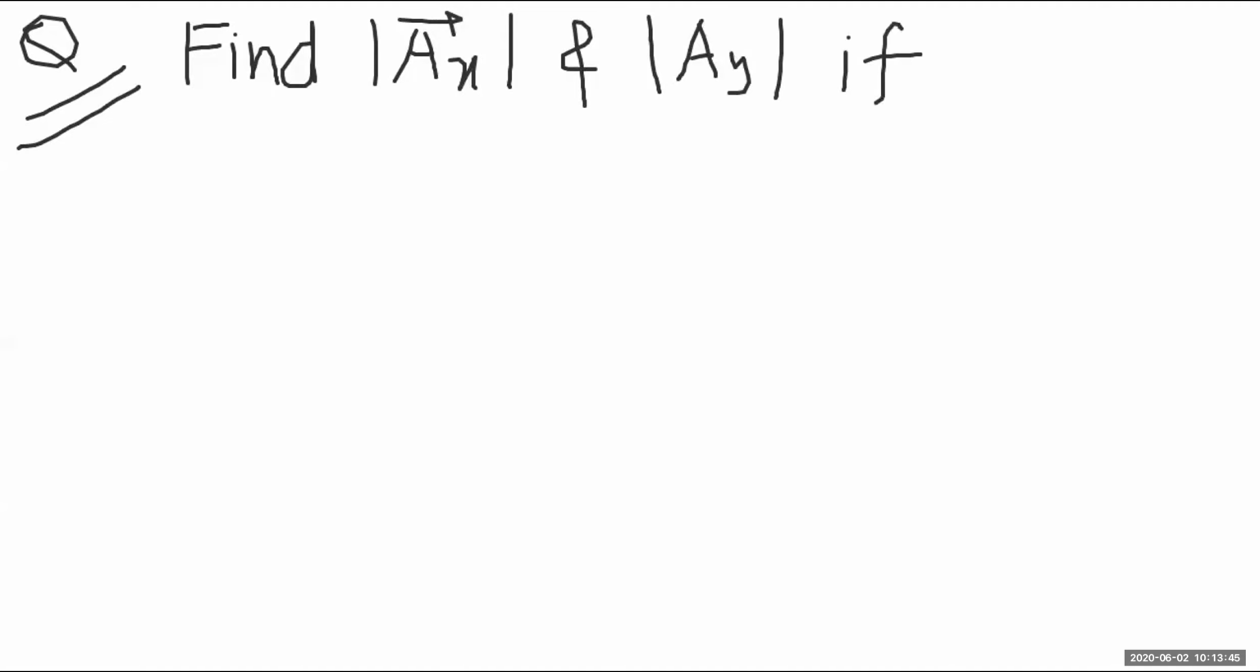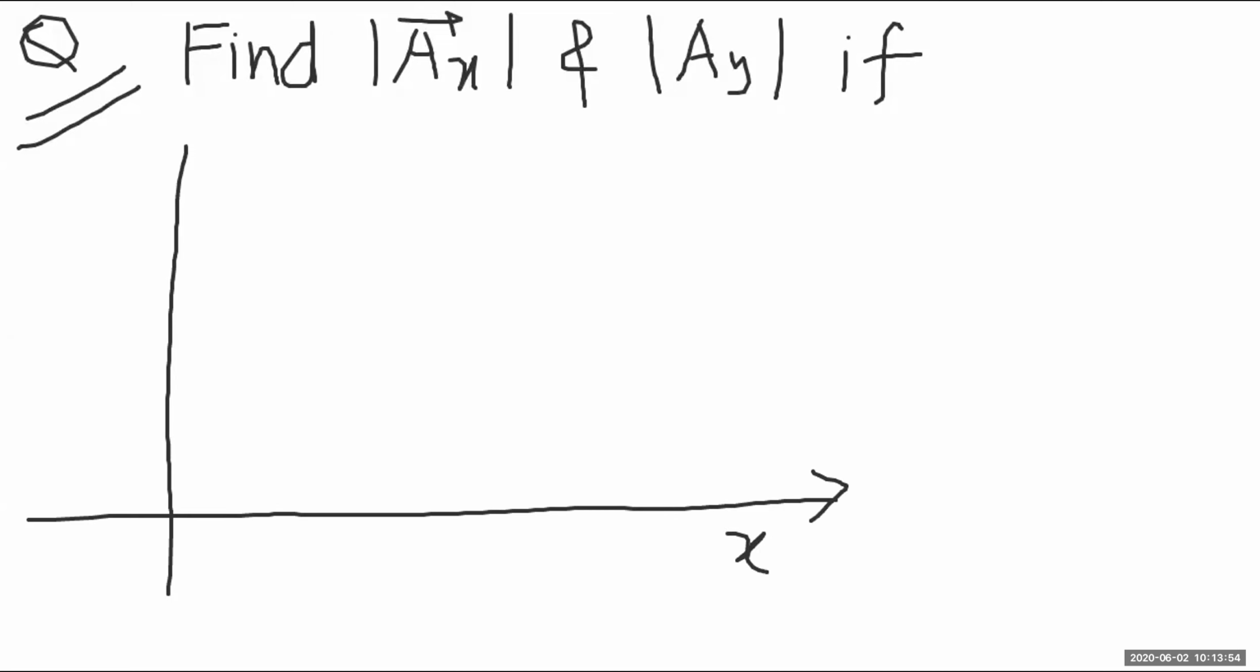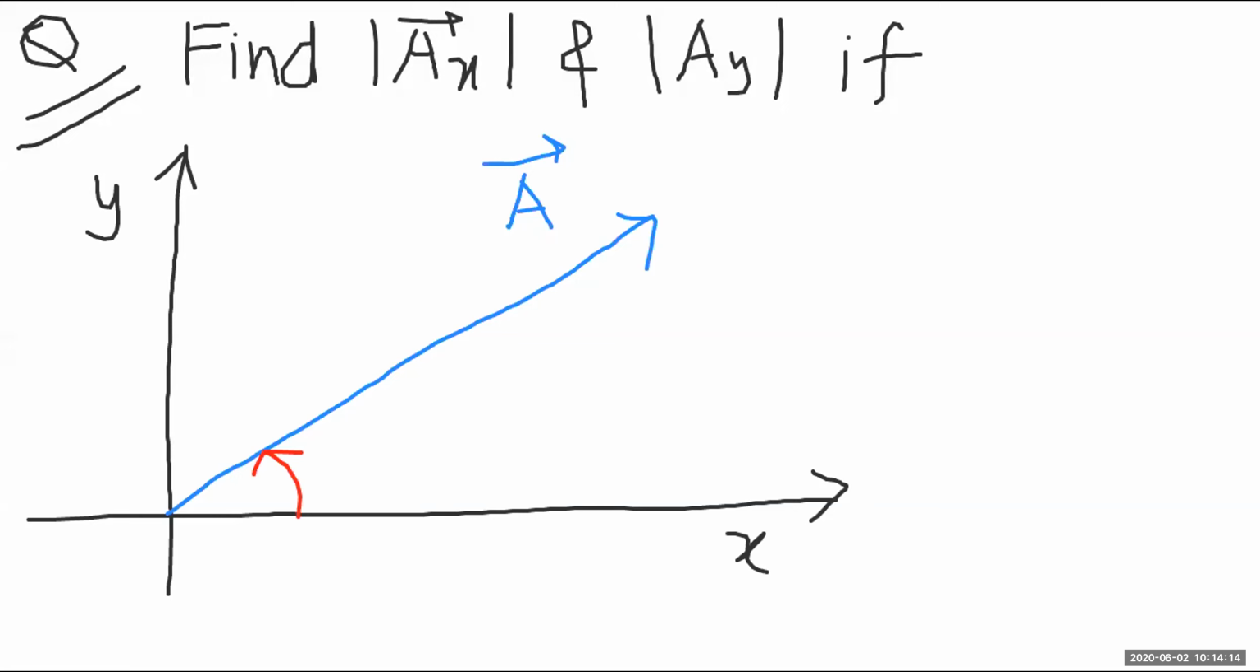Find the magnitude of AX and AY if x-axis, y-axis, vector A. And now I'm telling you in this numerical that this angle is 45 degrees, and I'm telling you that the mod of A is 10. Please tell me the magnitude of AX and AY.